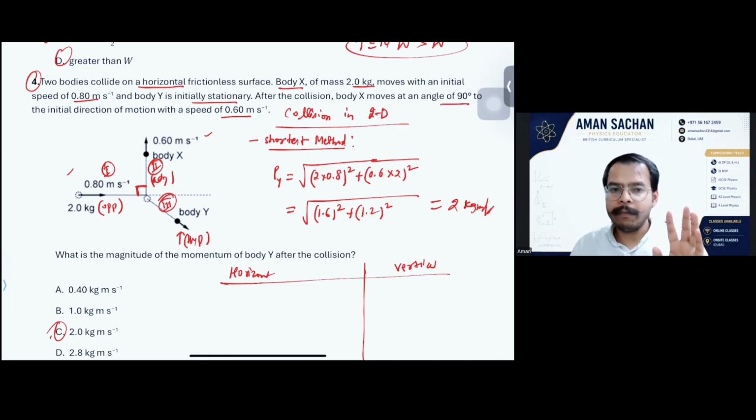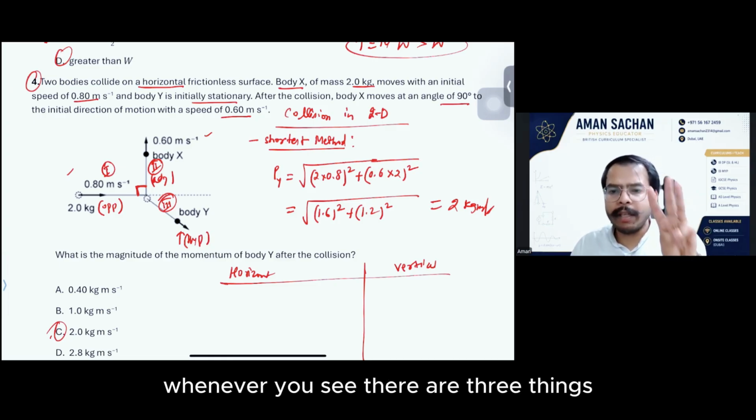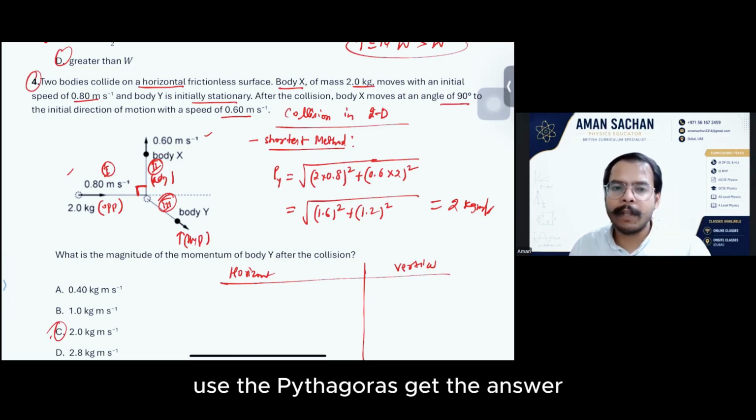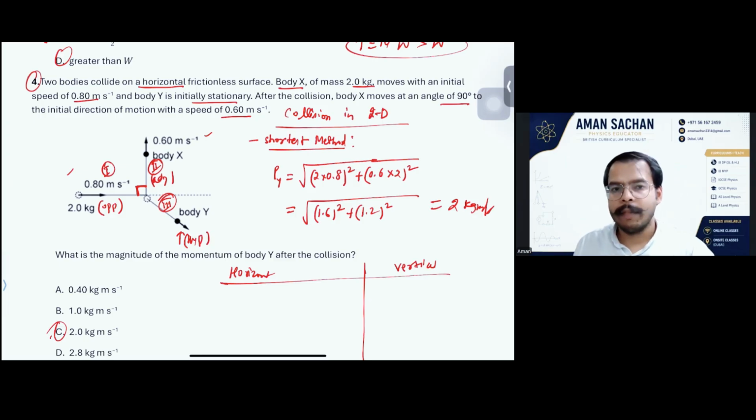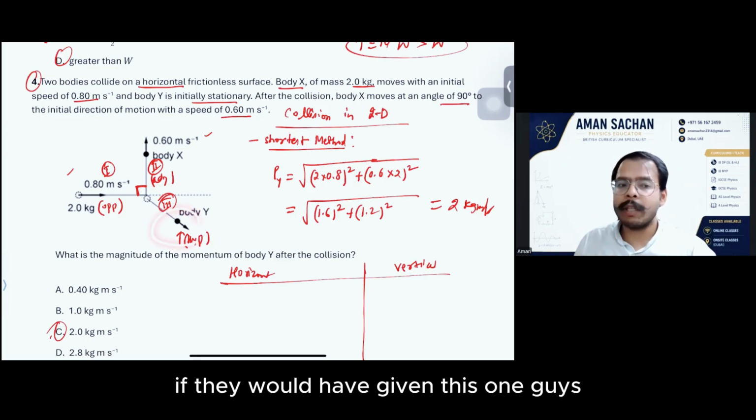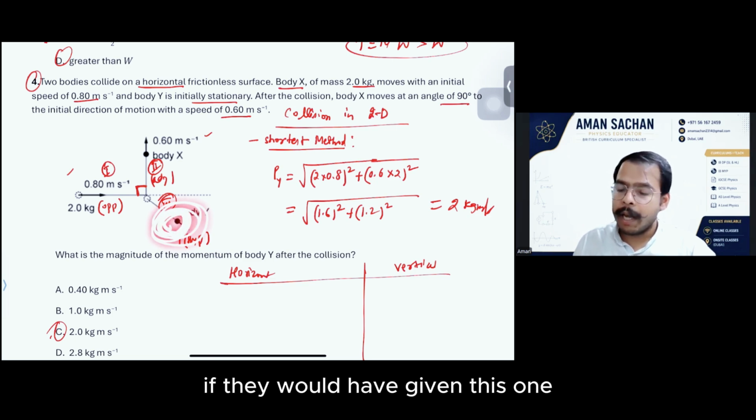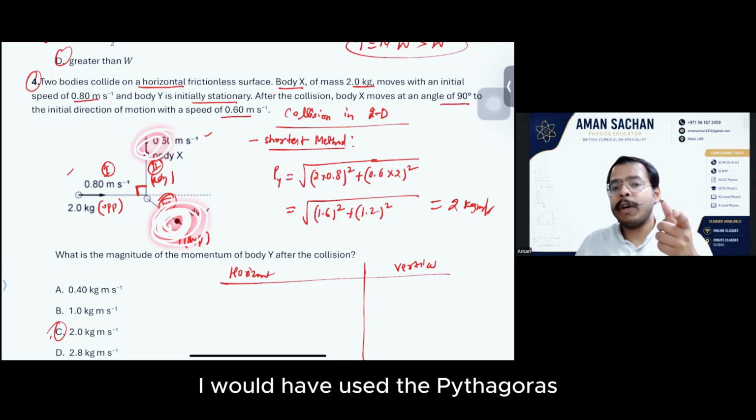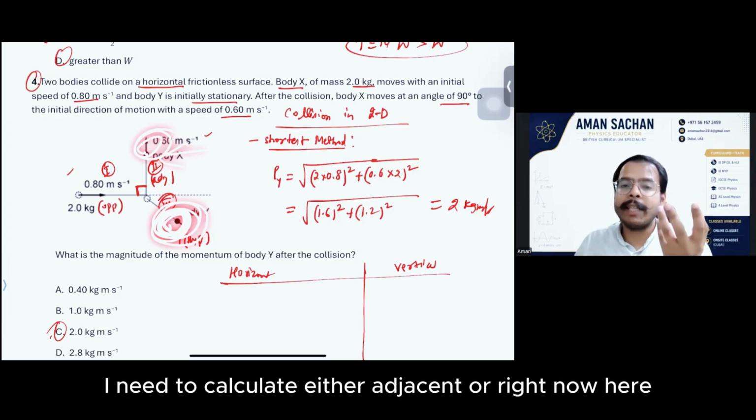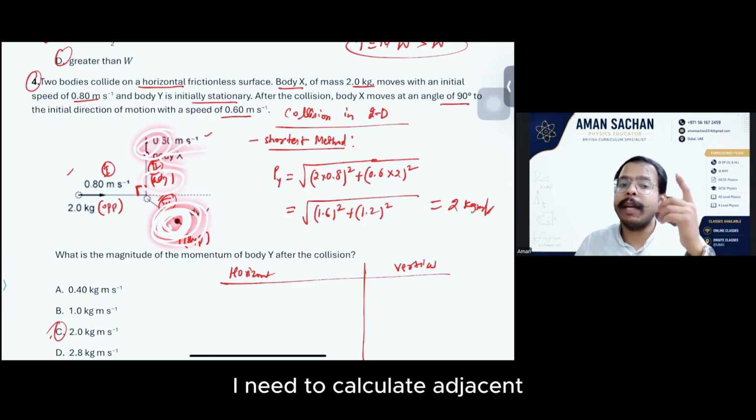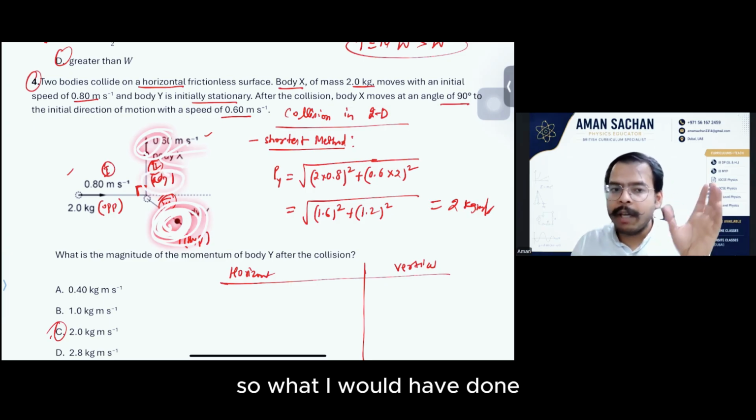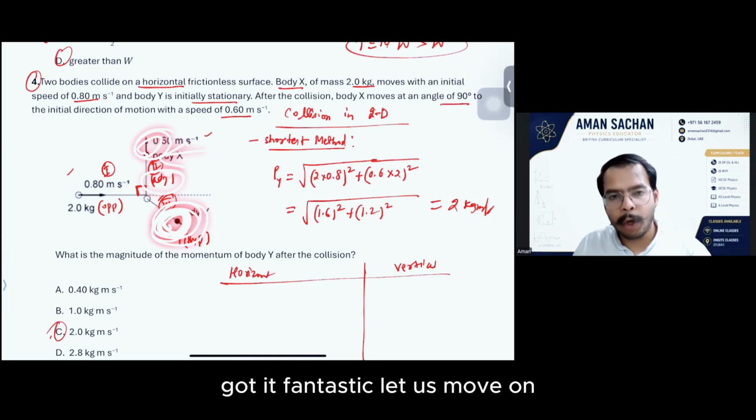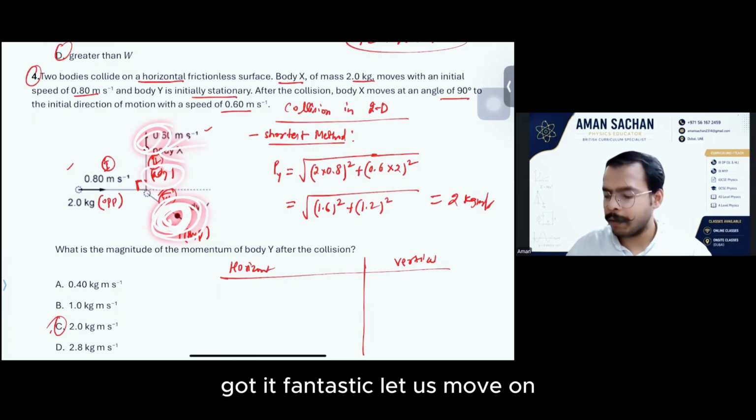So I'm telling you, whenever you see there are three things after collision and one of the angles is 90 degrees, use the Pythagoras and get the answer for the third one. You just need to check. If they would have given this one and asked this one, again I would have used the Pythagoras, but this time I need to calculate the adjacent. So I use the Pythagoras, make the adjacent the subject and get the answer. Got it? Fantastic. Let us move on.